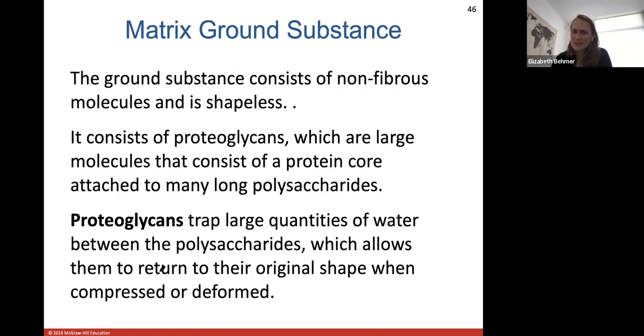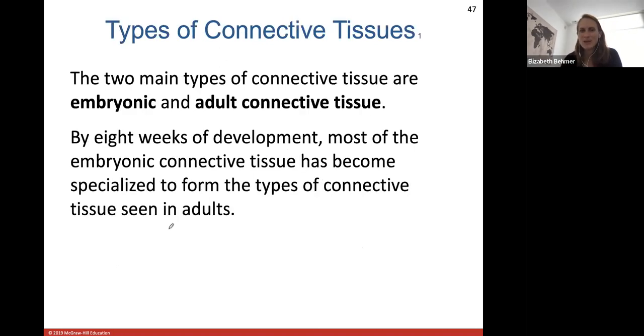The matrix ground substance then includes non-fibrous molecules and is shapeless. And again, this will differ based on what type of connective tissue we're talking about. It will consist of what we call proteoglycans, which are molecules that consist of a protein core attached to many long polysaccharides, or simple sugars, like a long line of sugars. What proteoglycans do is trap large quantities of water, which allows them to return to their original shape when compressed or deformed.